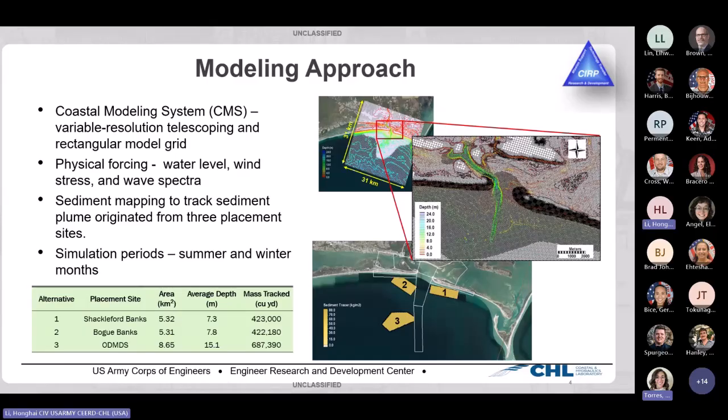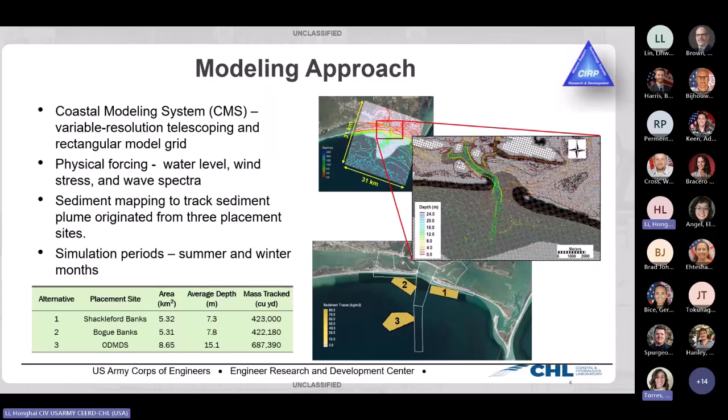Modeling approach: we use the Coastal Modeling System. You see the grid we developed for the study, and the model has a variable resolution telescoping grid. The forcing for the model usually includes water level, wind stress, and wave spectrum. Also here we use the sediment mapping feature in CMS to track the sediment plume, placed at these 3 sites separately.